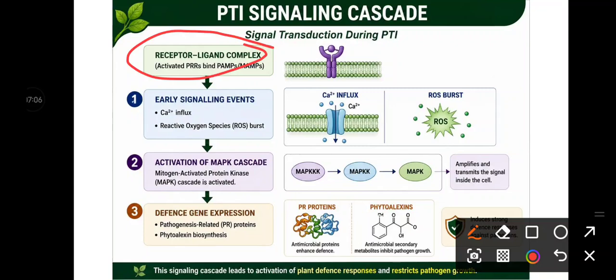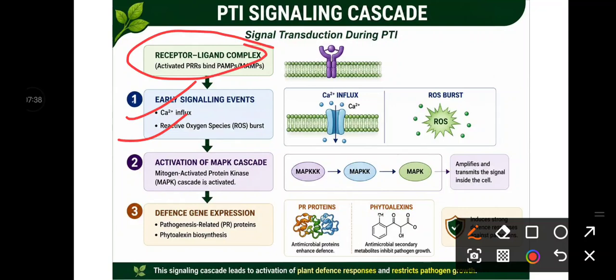See, just like normally, whenever anything happens, it needs to be disseminated to other areas so that some action will be done. Like that, signals are generated in the plant cell. Then what are the signaling events? The signaling events are calcium influx, then ROS burst. These are the early signaling events.